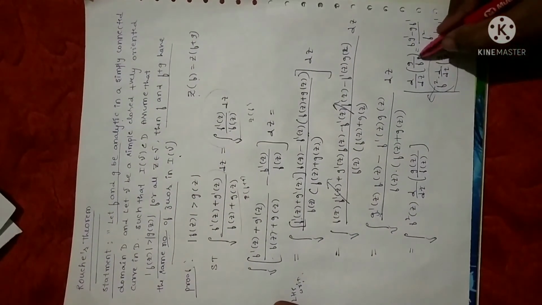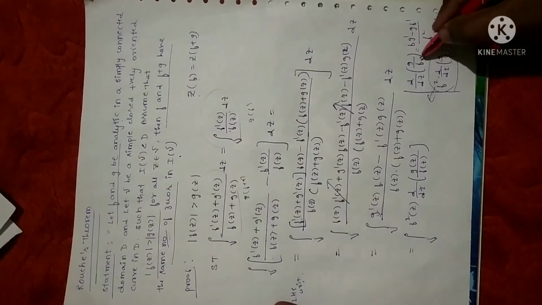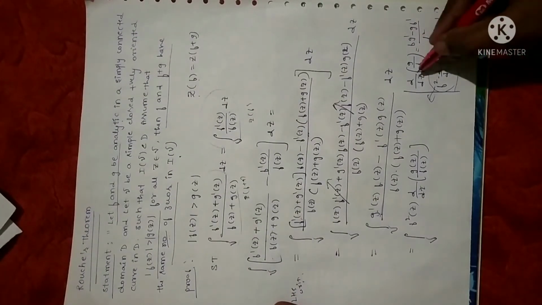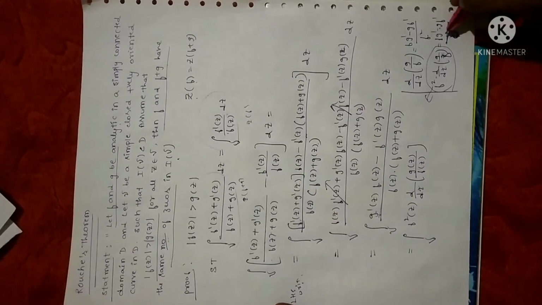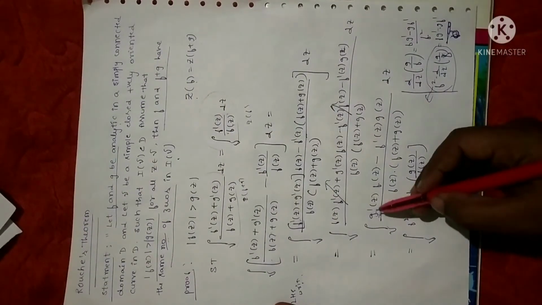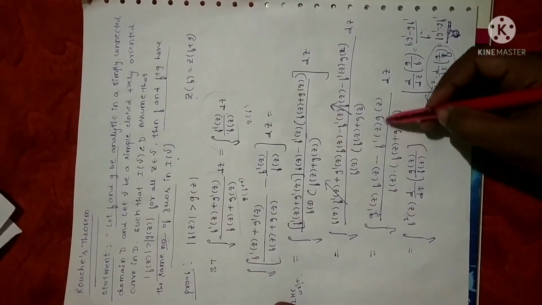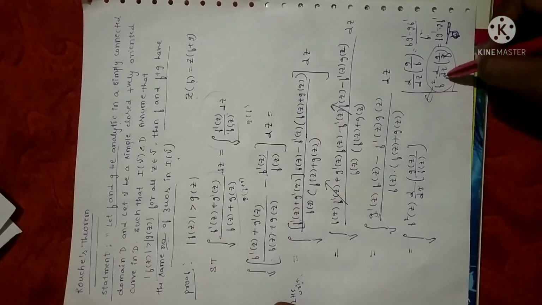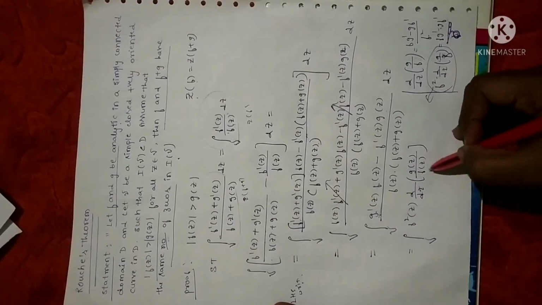Hope it is clear, right? So d by dz of g by f can be written as this. So if you multiply f square here, you will get f into g dash minus g into f dash. See here, g dash into f minus f dash into g can be written as f square into d by dz of g by f. That is what I have written.